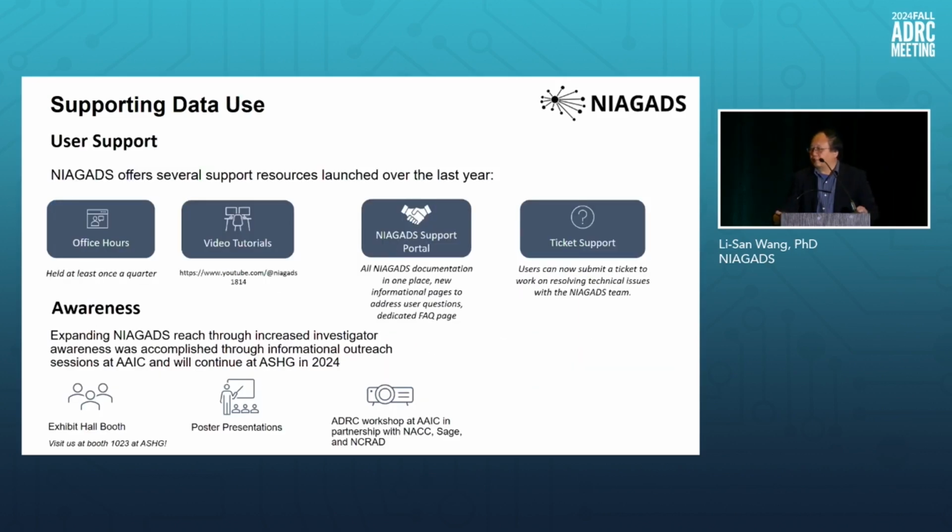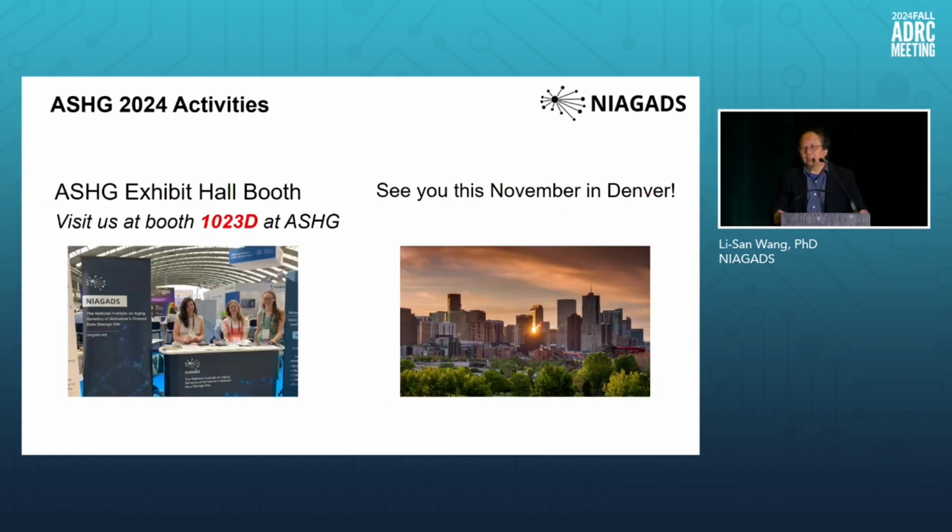You saw this slide yesterday. It just reminds you that we have office hours, tutorials, and booths at AAIC. We're going to do it again at the American Society of Human Genetics next month. We'd like to hear from you. Thank you if you have shown up to our office hours. It's very helpful for us when we get your feedback. And we have a booth at ASHG. If you're going to the event, hopefully we'll see you there.